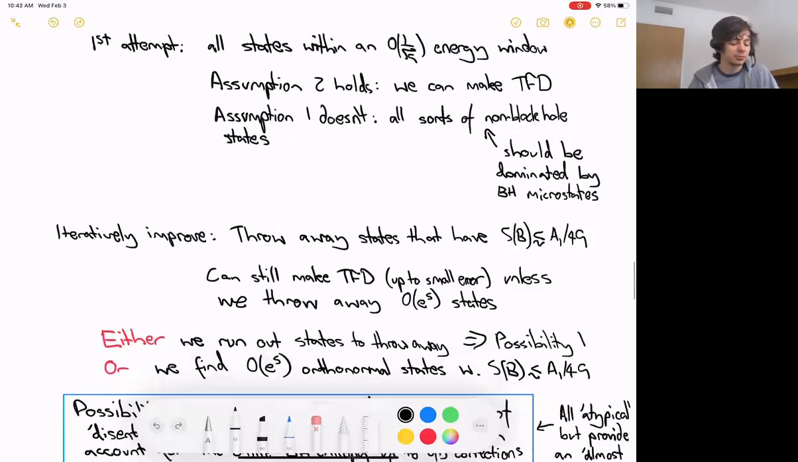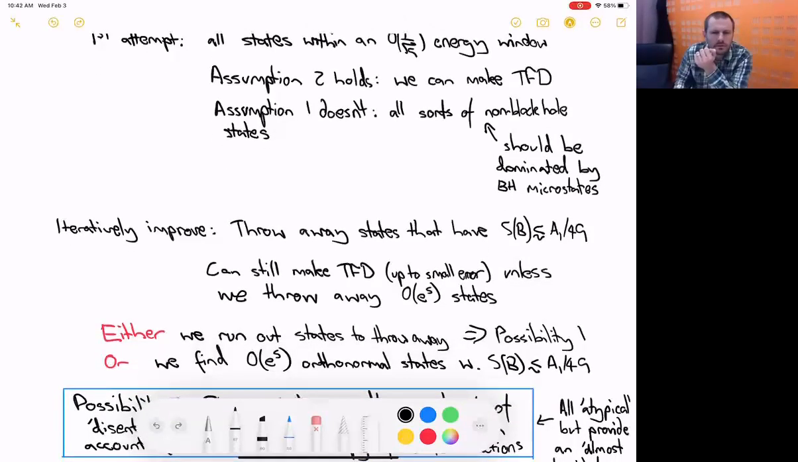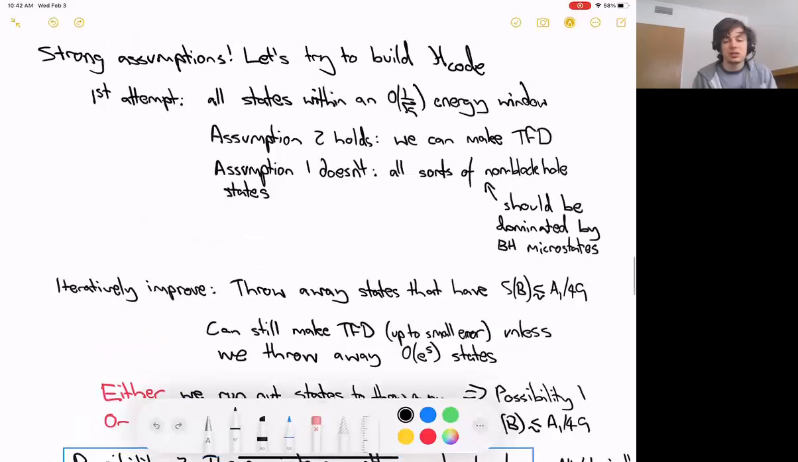Sorry, quick question. Are you thinking of states in the double theory or in the single theory? No, I'm thinking of states in the single theory. So we're taking this code subspace, we're looking for states in that code subspace that have a small output entropy, and we're throwing them away out of the code subspace.